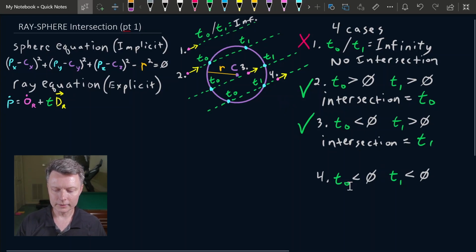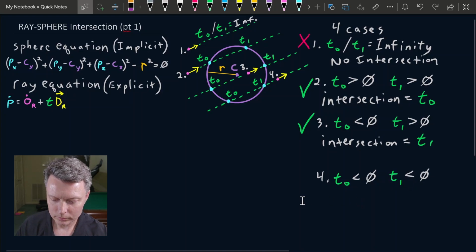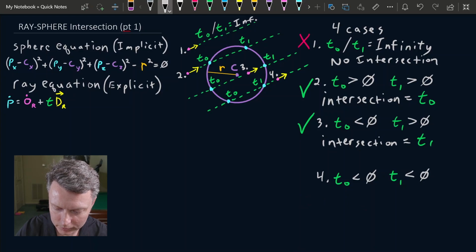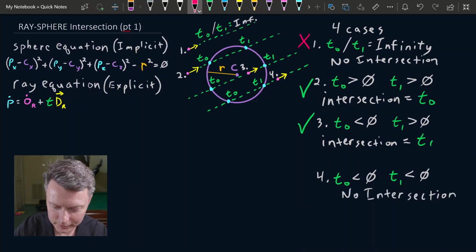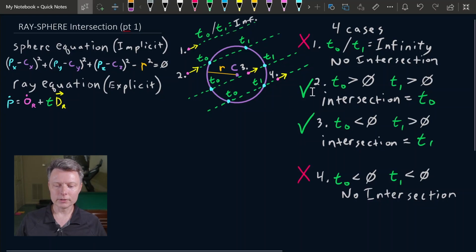And so in this case, if both T0 and T1 are less than 0 or negative, then that is not a valid intersection and there's no intersection. So we'll write again, no intersection. And I'll get my red marker out again, and it gets a big X. So out of all these cases, only case number 2 and case number 3 can be valid intersections for a ray tracer.